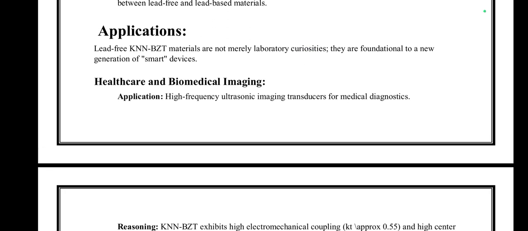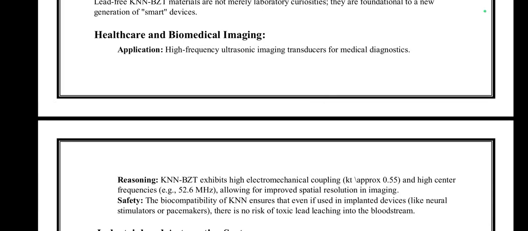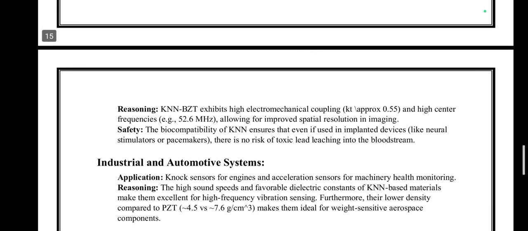If we talk about the applications of this piezoceramic material, lead-free KNN-based materials are not merely laboratory curiosities, they are foundational to a new generation of smart devices. Healthcare and biomedical imaging: they use high frequency ultrasonic imaging transducers for medical diagnostics. Why are they used? Because they exhibit high electromechanical coupling and high center frequencies, allowing for improved spatial resolution in imaging.